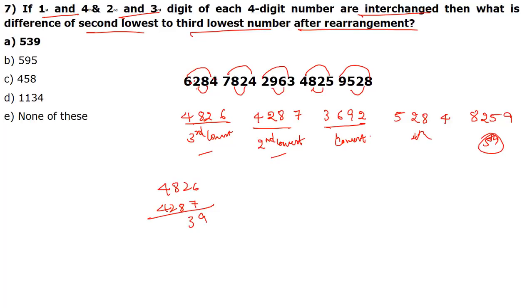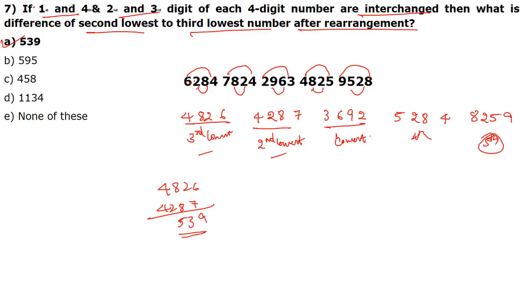And 7 minus 2 would be equal to 5. The difference would be equal to 539. So the resultant would be equal to 539. That's nothing but option A has to be our answer in this case.